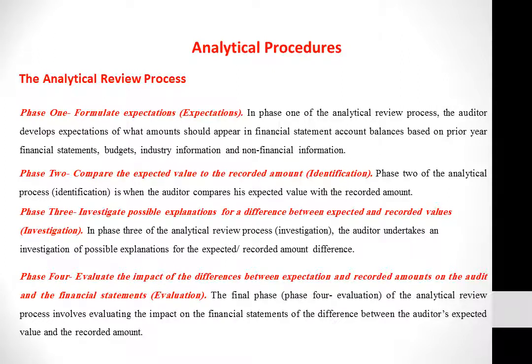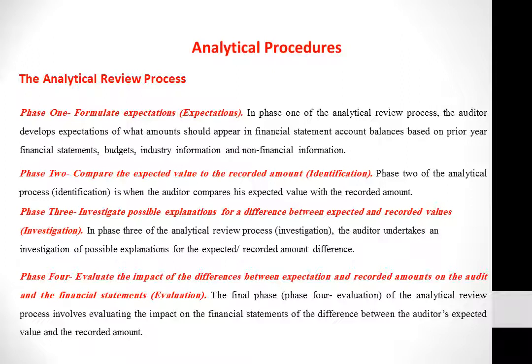To do the analytical review process, we have 4 stages or 4 phases we have to go through as an auditor. First of all is formulating expectations or building expectations. In this phase, the auditor has to develop his expectations about the amount that should appear in the financial statement account based on prior years or budgets, industry information, and non-financial information. So he is going to collect the information to build his expectations from the industry, from the economic environment, from prior information, or financial information or non-financial information in the firm.